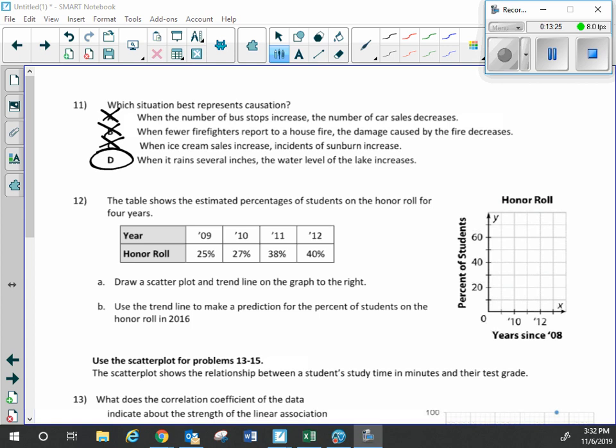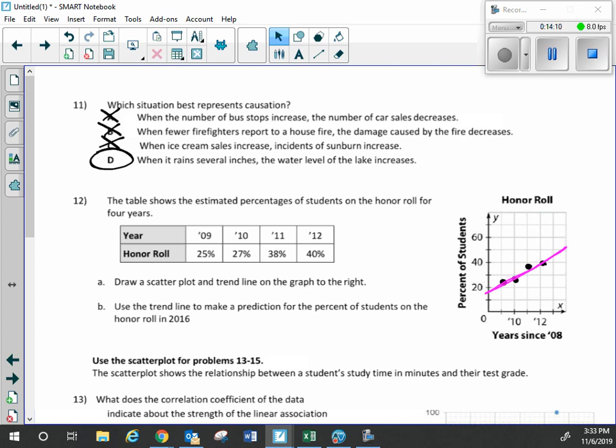Okay, the table shows the estimated percentages of students on honor roll for 4 years. Draw a scatter plot and trend line on the graph to the right. So in 2009, it's 25%. In 2010, it was 27%. 11, 38. 12, 40. So then to draw a trend line, about there.